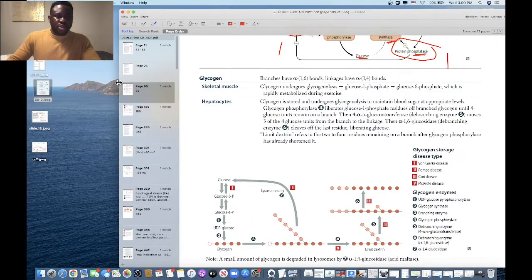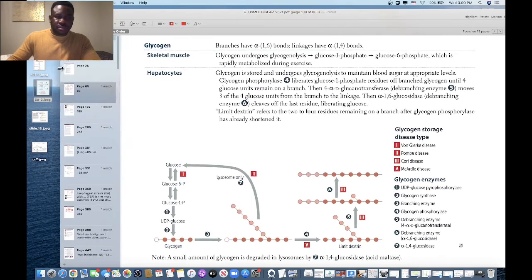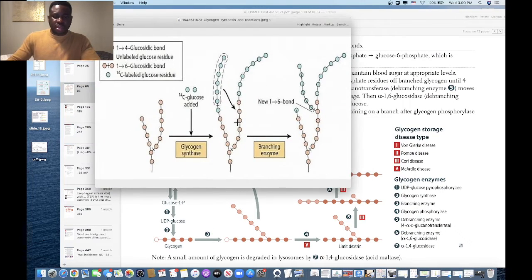Good. Let's go back to what we were discussing. So if I want to show this image as well, it's like this. If you look at this image, you'll see that between these ones is alpha 1,4, but exactly where the branch is, here alone is the alpha 1,6 bond. So just take note, the glycogen synthase is the one that makes glycogen. And where we form the alpha 1,6 bond, where the branch is, the enzyme there is called the branching enzyme, and that makes it simple for us.